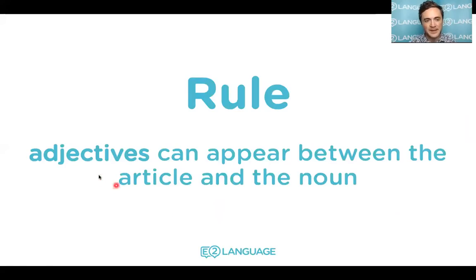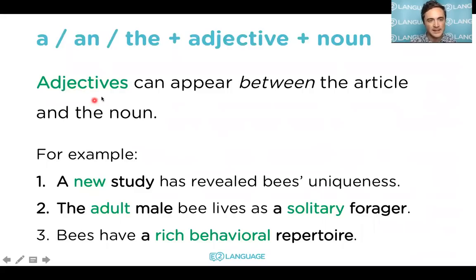Here's another rule. Adjectives can appear between the article and the noun. Okay, again, adjectives can appear between the article and the noun. For example, a new study. Here's the noun here, study. Here's the article, a, and between the article and the noun is an adjective, a new study.